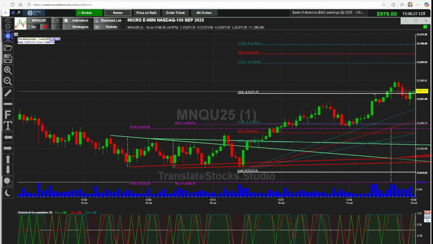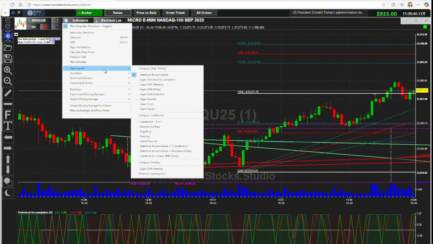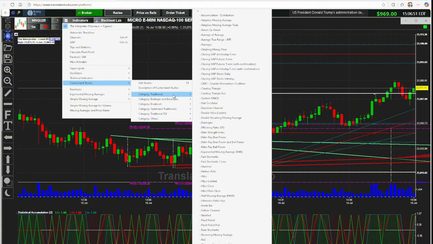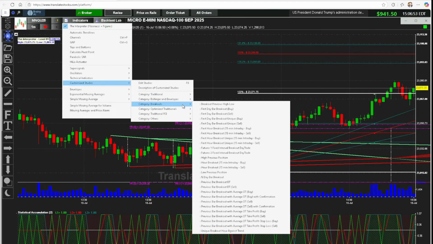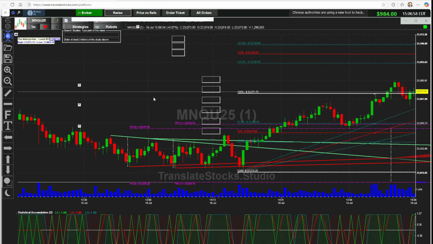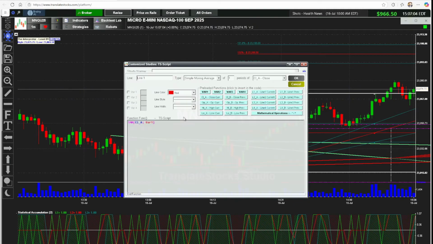Statistical accumulation is a proprietary indicator that we have inside the platform, but you can use whatever indicator you want. We have tons of indicators here, basically all the literature of indicators, inside the platform. You can create your own indicators if you want. We have a programming language that we call TS script. It's a proprietary programming language. It's very easy to use, and that's it.